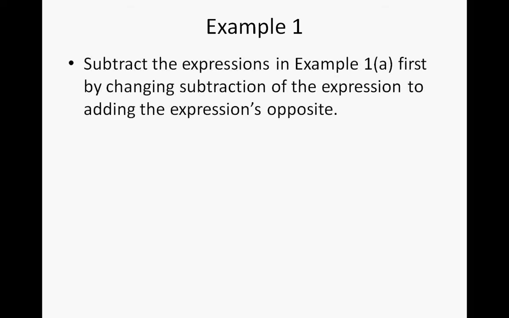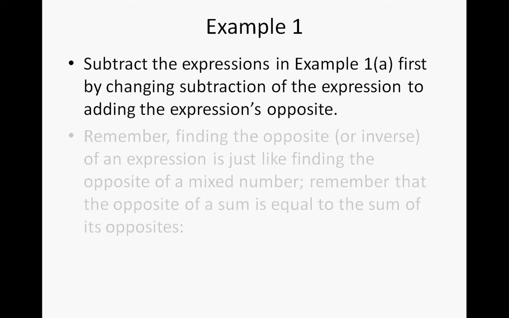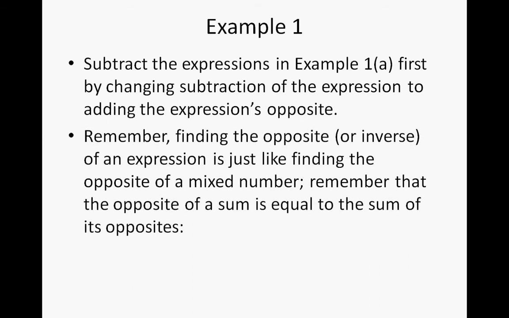Let's take a look at example 1. So subtract the expressions in example 1a first by changing subtraction of the expression to adding the expression's opposite. Remember, finding the opposite or inverse of an expression is just like finding the opposite of a mixed number. Remember that the opposite of a sum is equal to the sum of its opposites. So the opposite of 2 3/4 is the same as negative 2 plus negative 3/4. Therefore, the opposite of the expression 2 plus x would be negative 2 plus negative x.